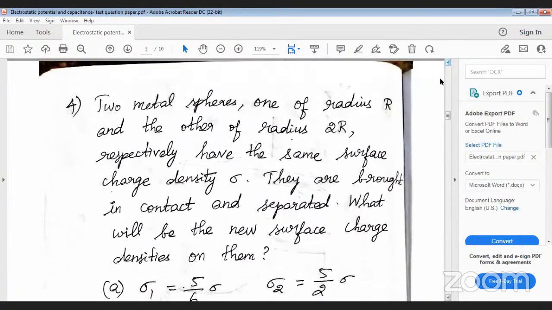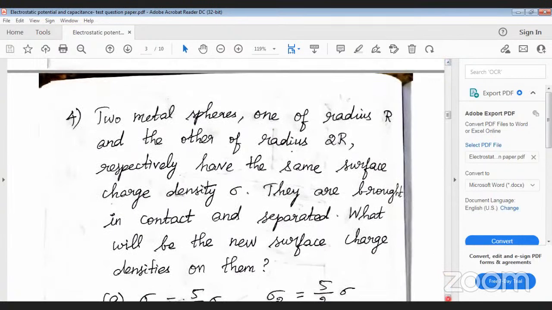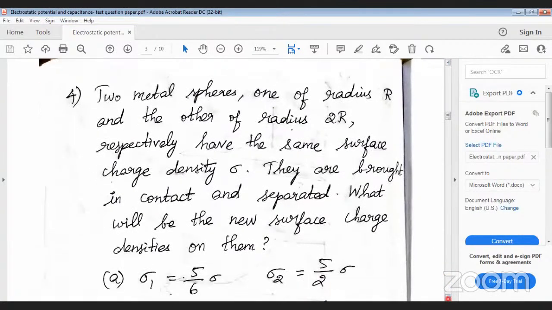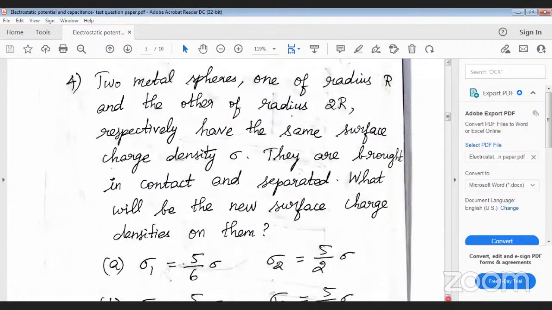Two metal spheres have the same surface charge density but different radii. They are brought in contact and then separated. So we have to find out the new surface charge densities on them.